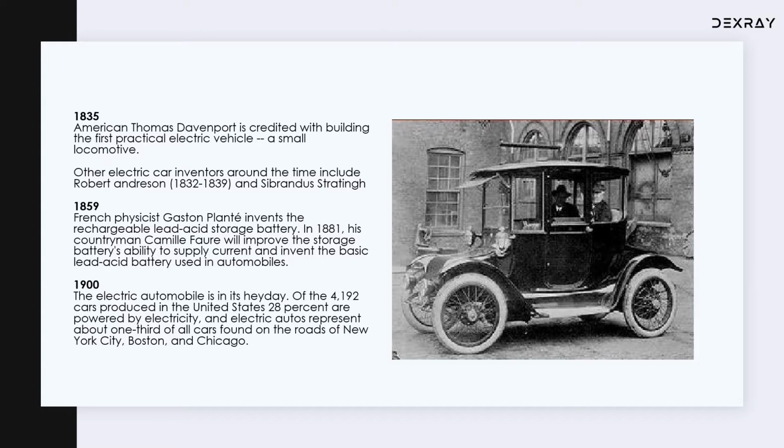The development of EV can be traced to the early 1820s, but only in the year 1835 is American Thomas Davenport credited with building the first practical electric vehicle, a small locomotive. But it couldn't be commercialized because this vehicle was powered by non-rechargeable batteries.